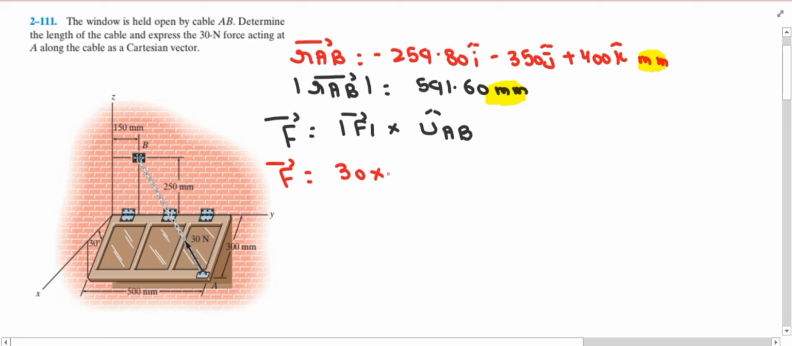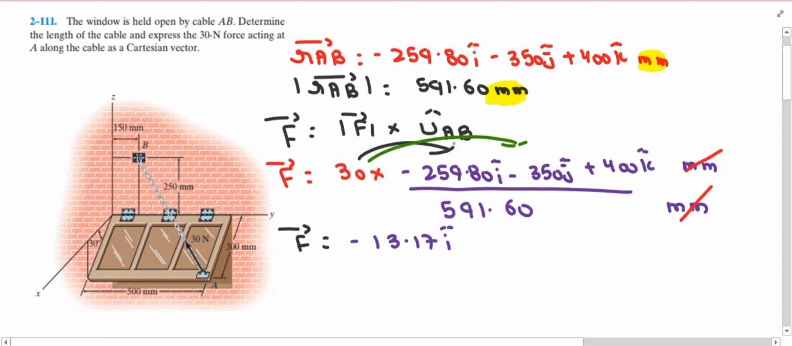Multiply 30 with negative 259.80 and divide by 591.60, so it is equal to negative 13.17 i cap. Similarly, multiply 30 with negative 350 and divide by 591.60, so it is equal to negative 17.74 j cap. Again, multiply 30 with positive 400 k and divide by 591.60, which gives a result of positive 20.28 k cap Newton. Now we have successfully represented the magnitude form of force in the Cartesian form.